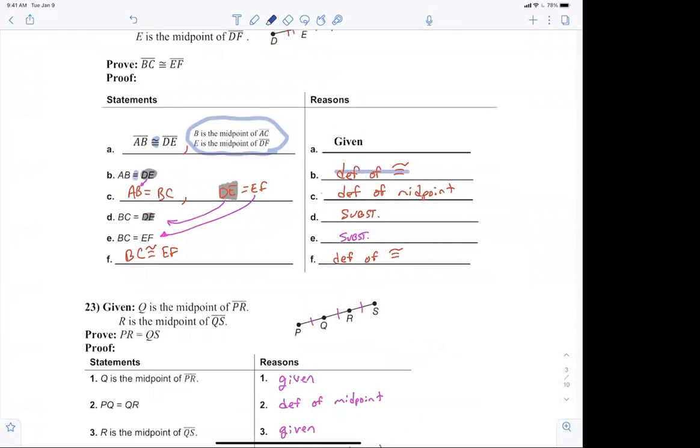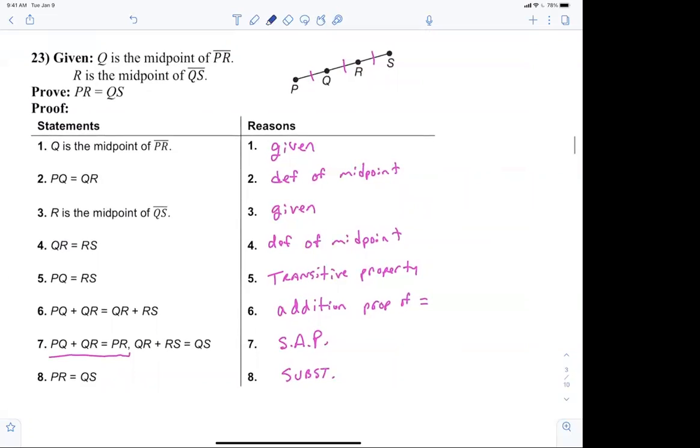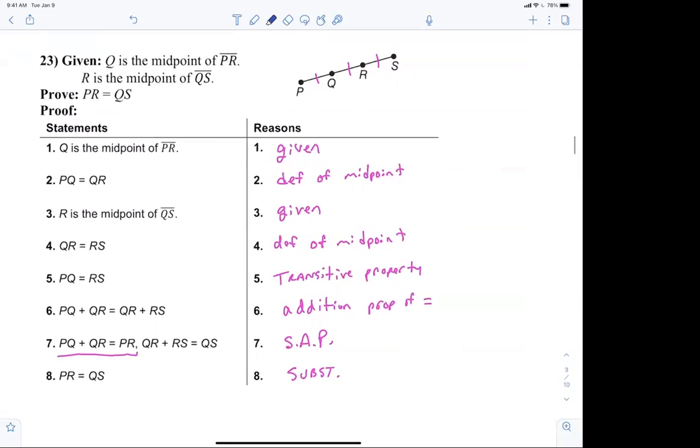All right, let's look at 23. Now, as soon as they said Q is the midpoint of PR and R is the midpoint of QS, I knew everything was equal, right? But of course, we had to show why that's true.